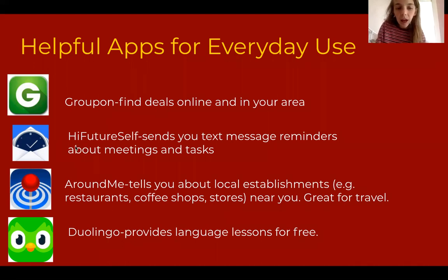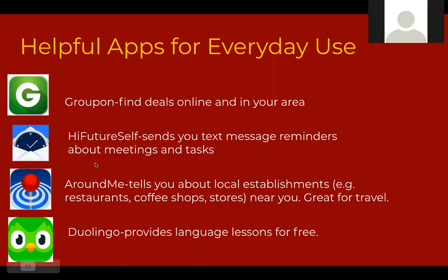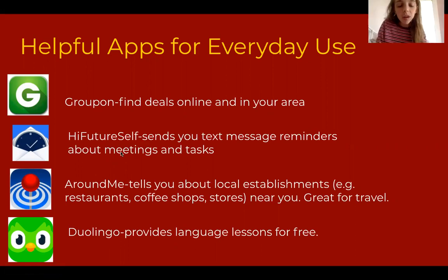There's also this app called Hi Future Self, which sends you text reminders when you have meetings. Say, for example, you wanted to remind yourself about this GeroTech meeting you're in right now. You would set up a reminder, and then an hour or so before, you would get a text message about it, and then you would remember to come.